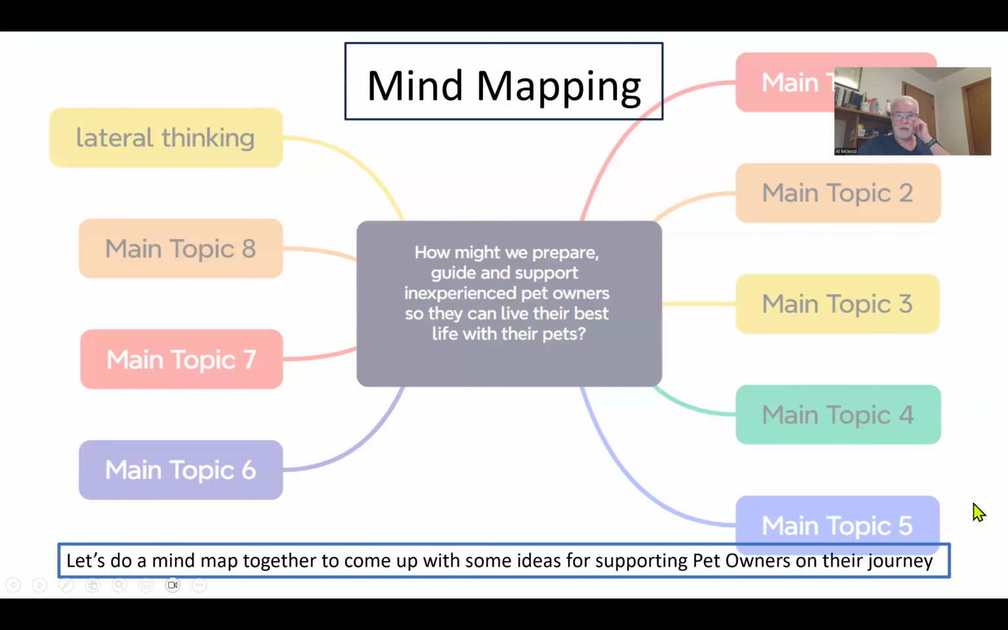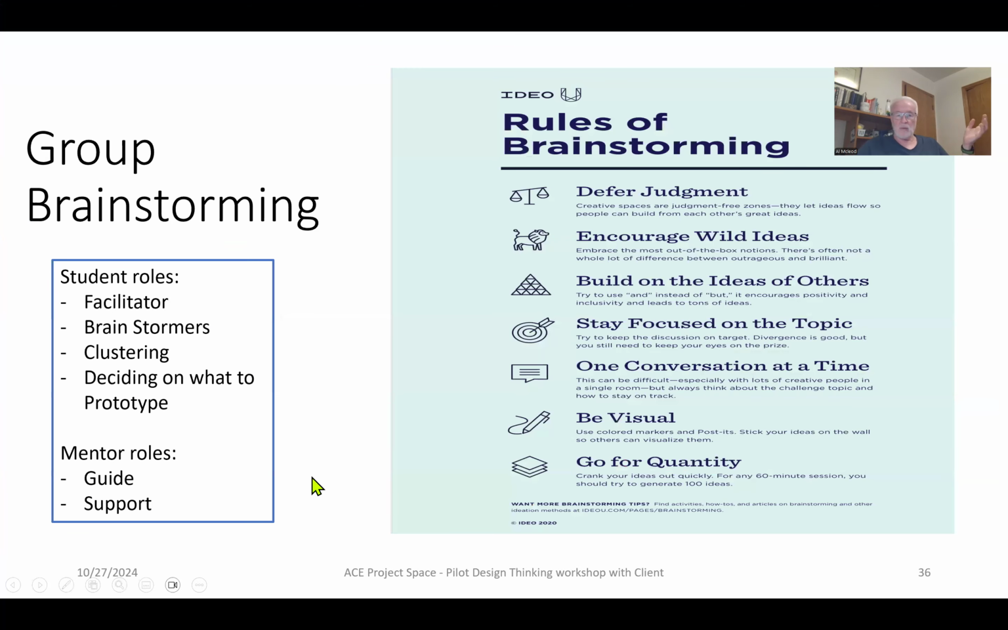Okay, back here again. So now when I look at group brainstorming, you've got student roles, facilitator, brainstorming, clustering, deciding on the prototype, and if you have a mentor, they would guide and support. But the rules of brainstorming are, first of all, to defer judgment, encourage wild ideas, build on the ideas of others, stay focused on the topic. So what you're trying to do is not have people say, well, that's a bad idea, or well, that would never work. We'll figure that out later. Come up with the ideas. And in fact, if someone has a wild idea, build off that wild idea. And that's the way you come up with the best ideas. Stay focused on the topic.